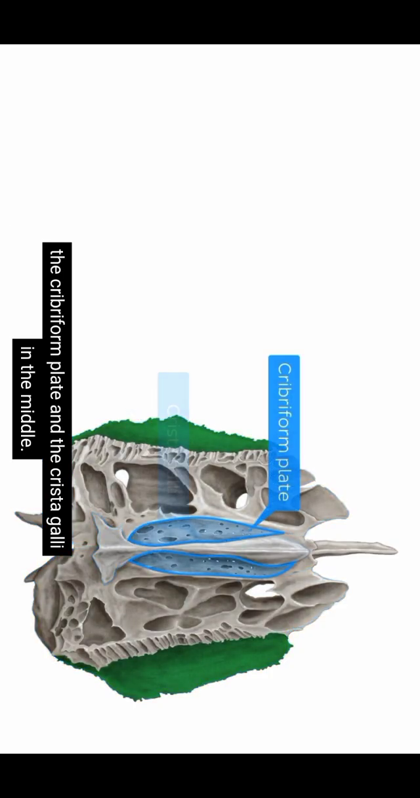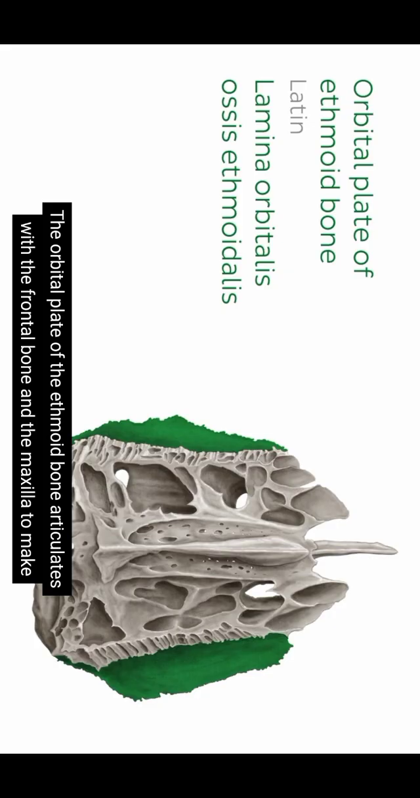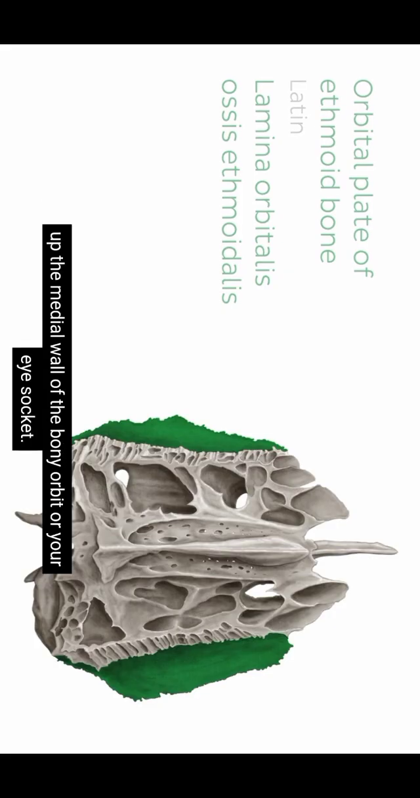If we look at the ethmoid bone from above now, we can see both lateral masses here, the cribriform plate and the crista galli in the middle. In this image, the most lateral part of the lateral masses is highlighted in green. This bony landmark is called the orbital plate. The orbital plate of the ethmoid bone articulates with the frontal bone and the maxilla to make up the medial wall of the bony orbit, or your eye socket.